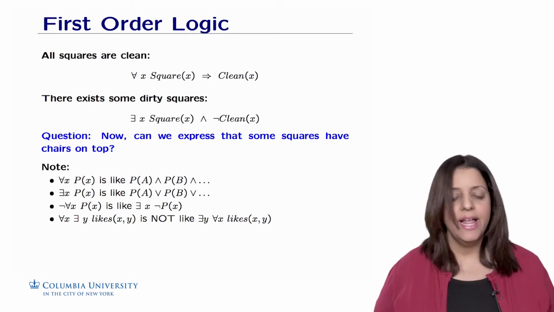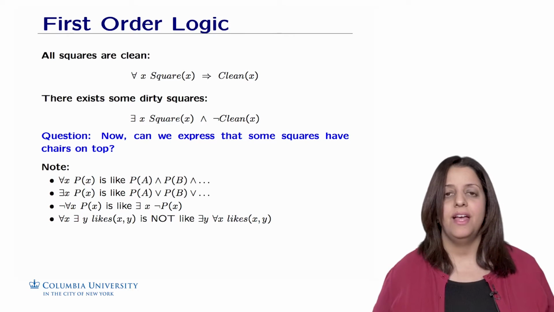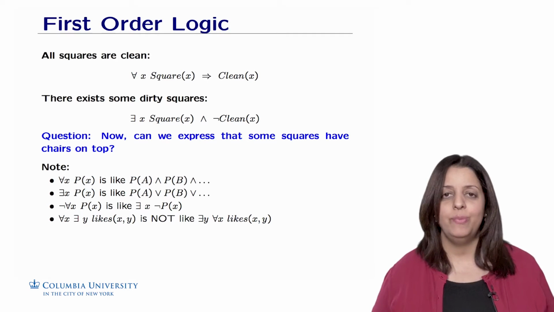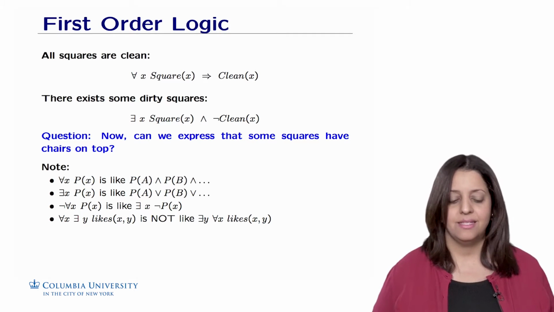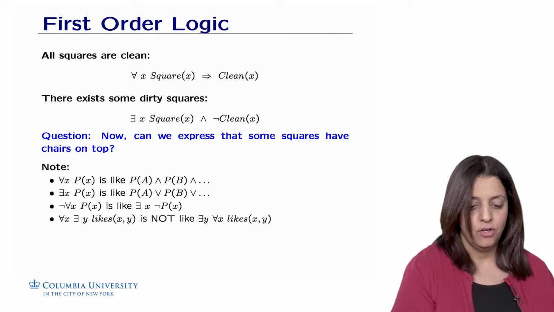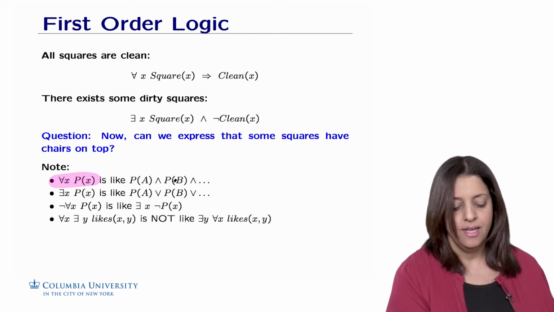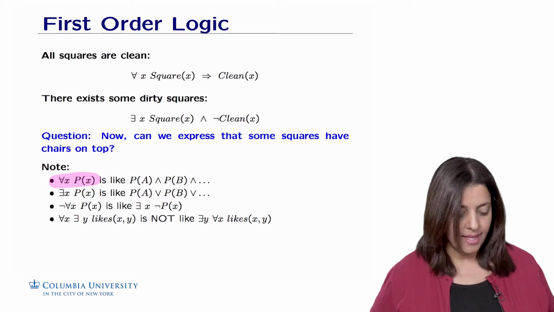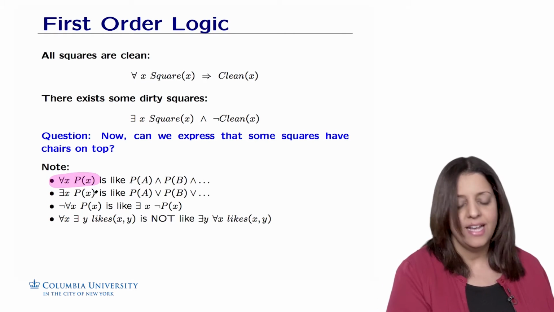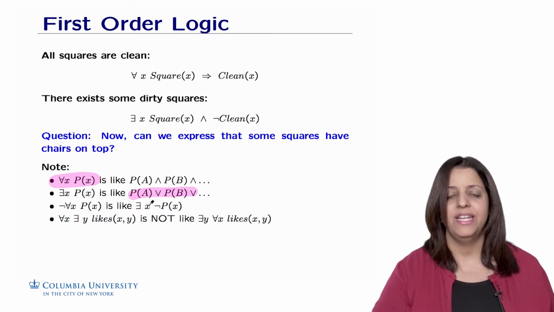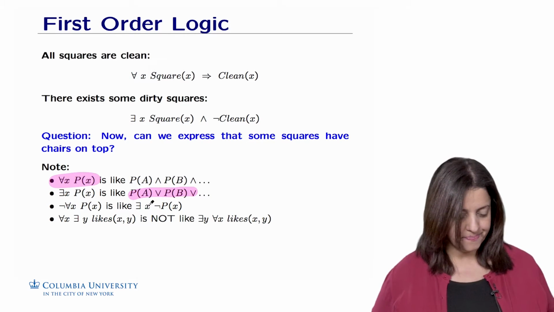Note here that for all x, P(x) is like writing P(a) and P(b) and P(c). So it's like you're enumerating all possible elements that can be x, right? But we keep it general by writing for all x, P(x). So this is a compact way of representing this big conjunction of elements. Likewise, exists x, P(x) is like writing P(a) or P(b) or P(c), etc. without writing extensively all the elements.